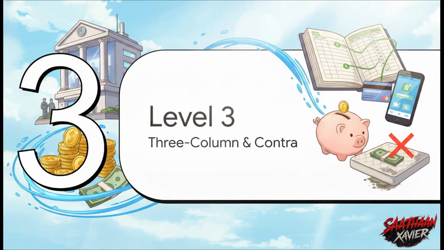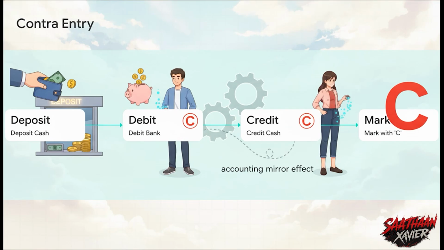Which brings us to level 3, the 3-column book and contra entries. Because modern businesses don't exactly keep thousands of dollars stuffed under a mattress, we use a bank column. And this introduces a really fascinating accounting mirror effect called a contra entry. Think of C for crossing out. It's essentially money moving from your left pocket to your right pocket.